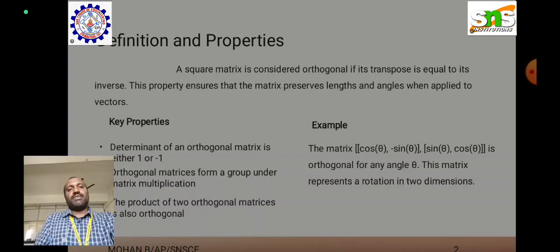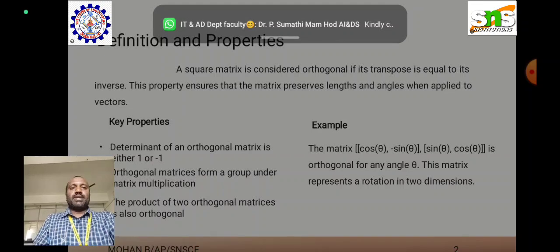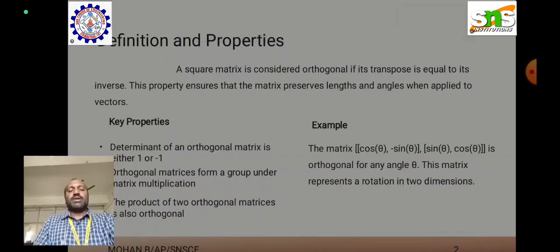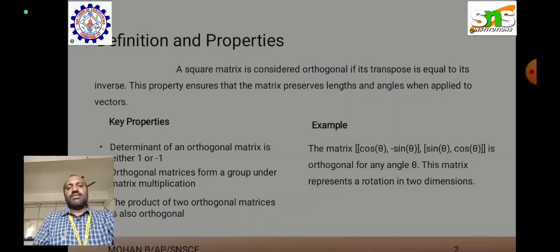So here we have discussed the definition and properties, but mathematically we use orthogonal matrices in various places.